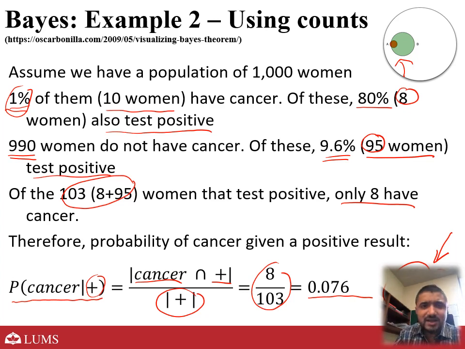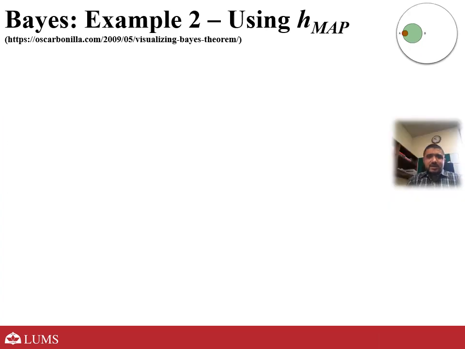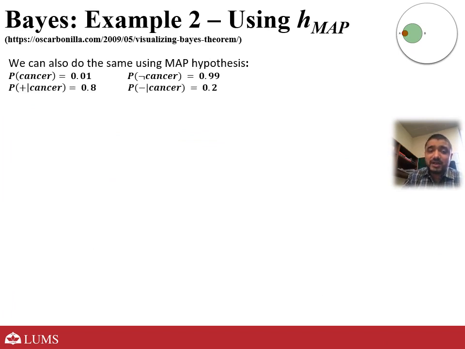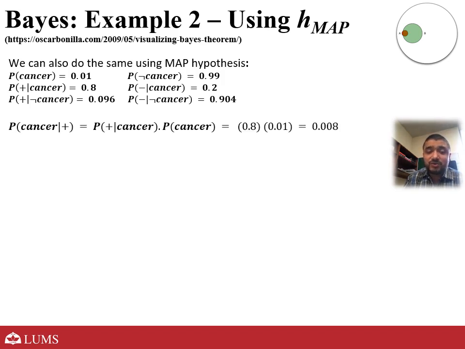I hope it's clear. Now let's do the same example using the explicit form of the Bayes theorem. All right, so now we'll be using HMAP directly. What we're going to do is find the probability of cancer, which is 0.01, the probability of not having cancer, which is 0.99. The probability of positive given cancer is 0.8. The probability of negative given cancer is 0.2. I would like you to calculate these probabilities from the actual numbers. And now the probability of positive given not cancer is 0.096, and the probability of negative given not cancer is 0.904.